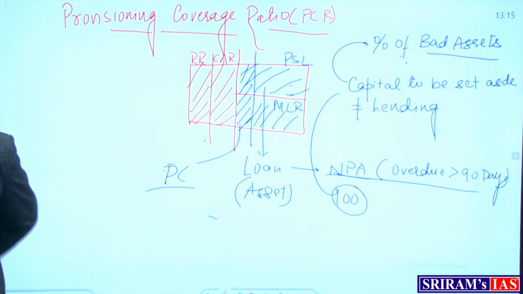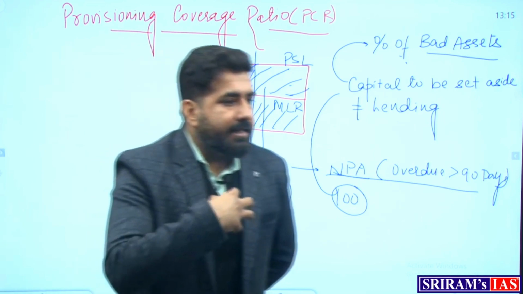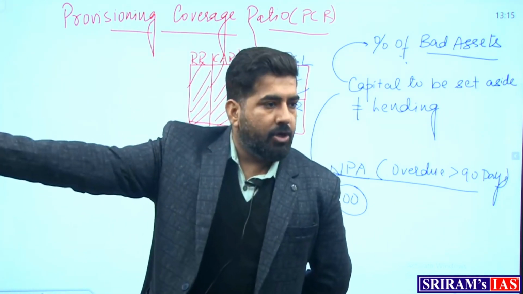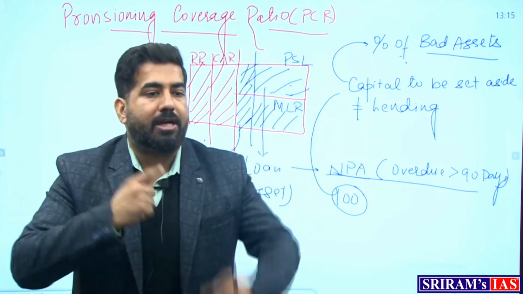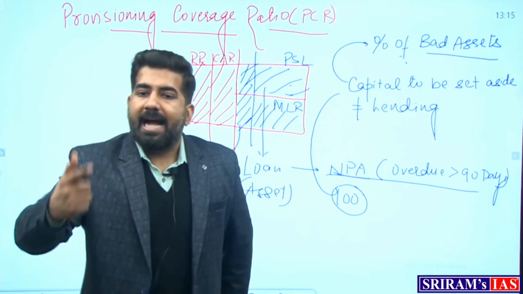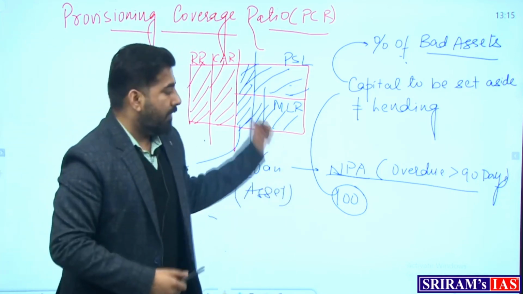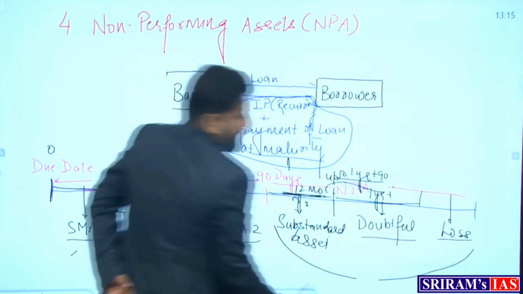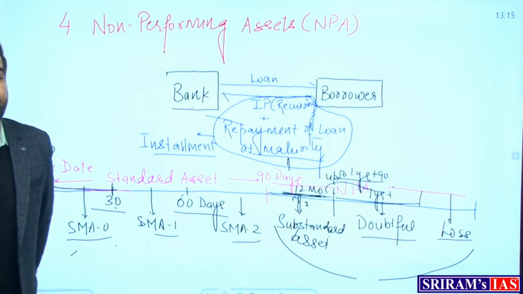This word is known as restructure. Restructure means that you can increase the maturity time for me and reduce the interest rate. So it is called restructuring the terms and conditions. So what will happen? I will again be able to repay the loan, and accordingly your asset will fall into the standard category, and you will be prevented from that PCR requirement.